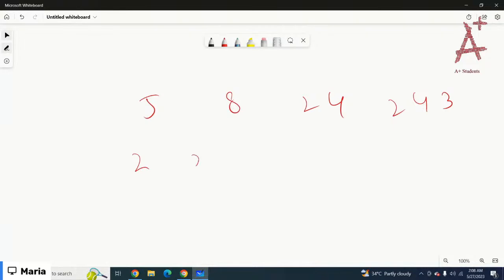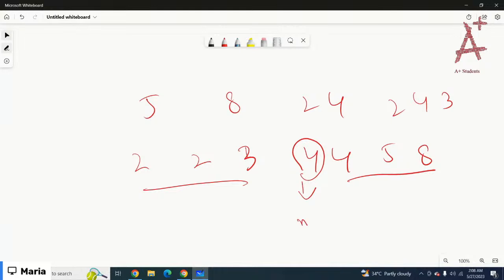Got it? So 2 is the least one. 2, 2, 3, 4, 4, 5 and 8. You have to find the middle number, that is the median. Here you have 3 numbers and here you have 3 numbers. So the median is 4. Got it? So the median of the given data is 4.